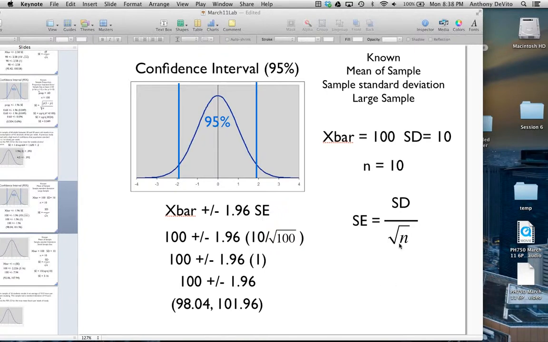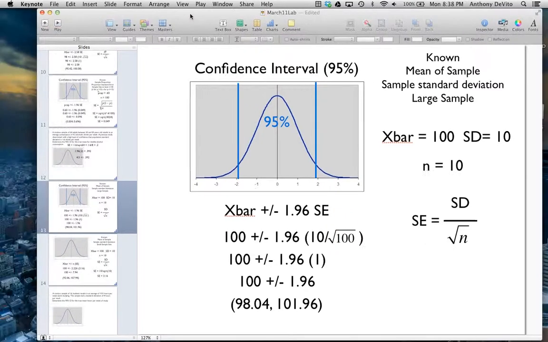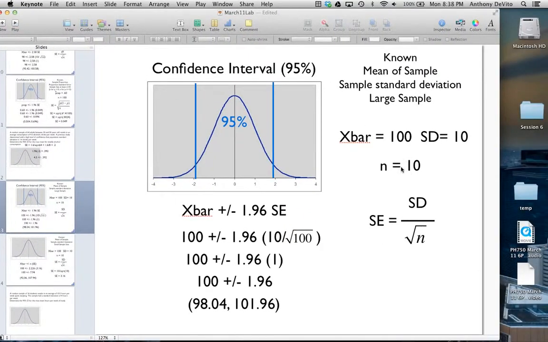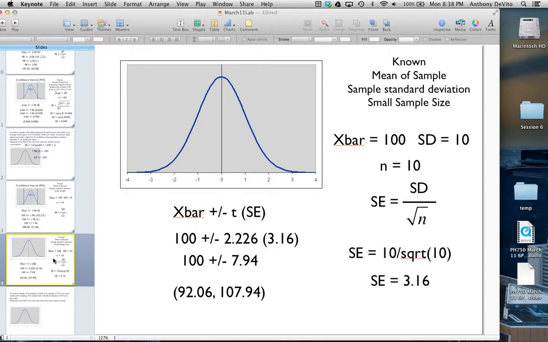If it's a large sample size, that shouldn't be a problem. If it's a small sample size, like 10, we have a problem. We don't have all that much confidence in the standard deviation being a good representation of the population standard deviation. So this starts to break down. We really can't use this effectively. We have to try something else.